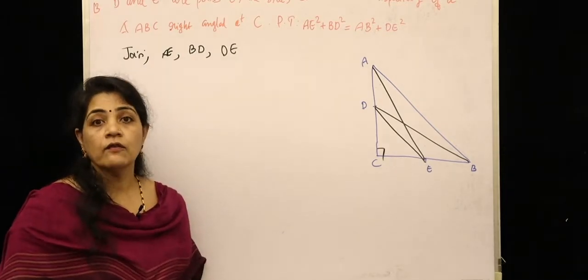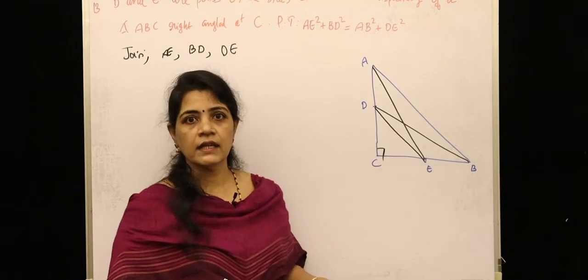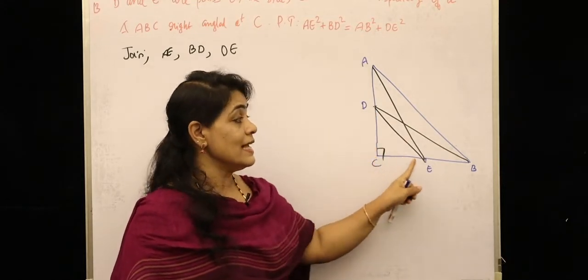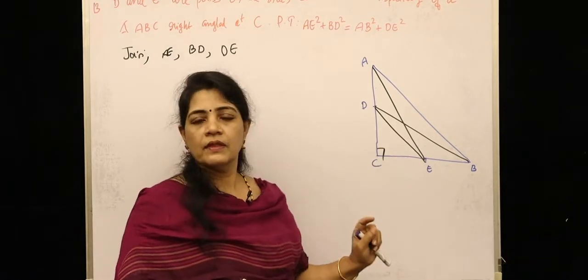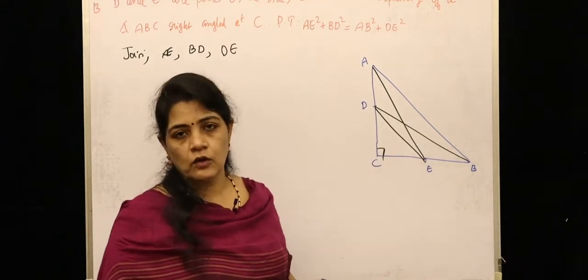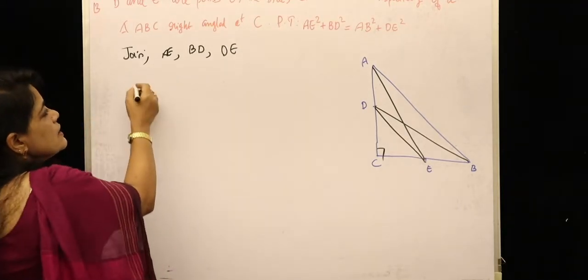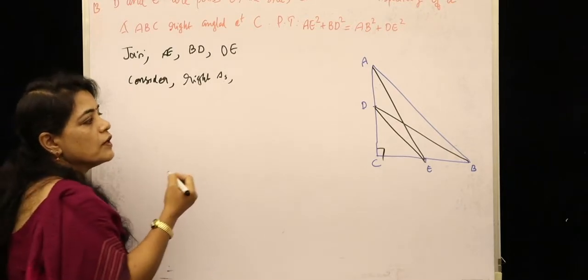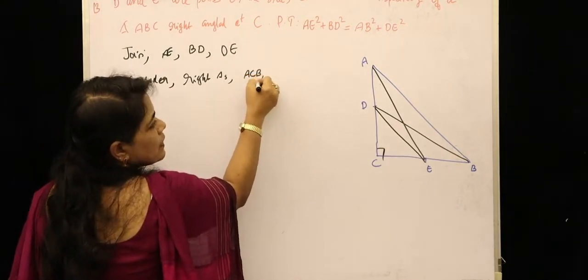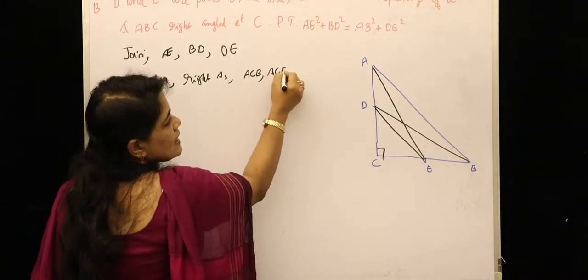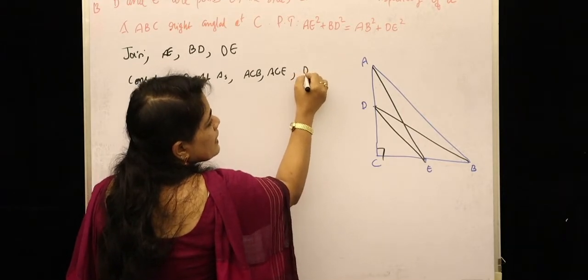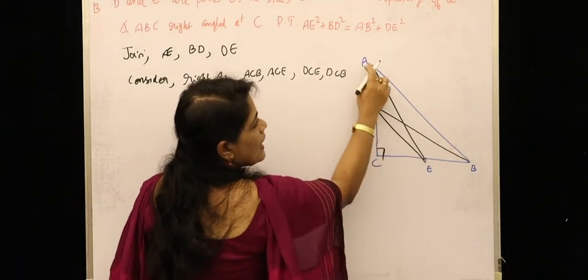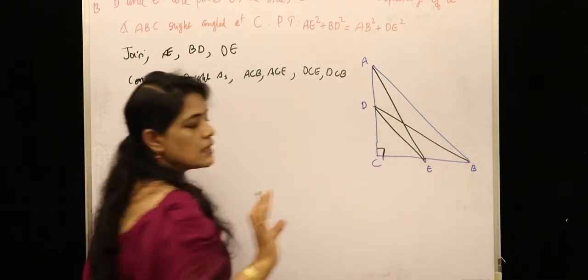AB is already joined. And we can see here so many right triangles. Which are the right triangles? First of all, ACB, then DCB, then DCE, and the fourth one, ACE. These are the 4 right triangles, and we are going to apply the Pythagoras theorem in order to get this answer. So consider the right triangles: ACB, ACE, DCE and DCB. These are the 4 right triangles.